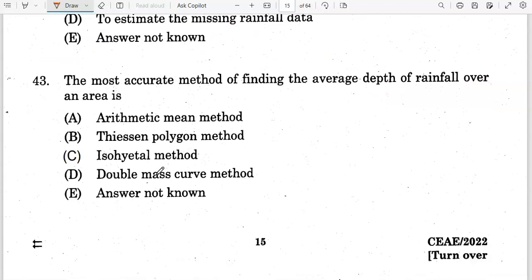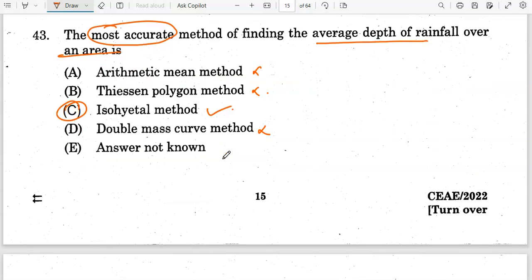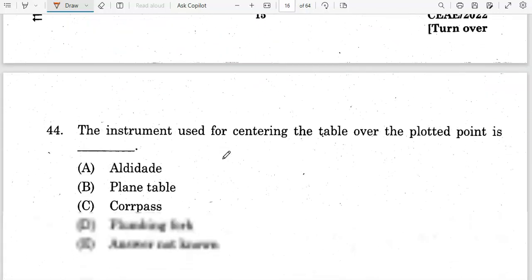Next question, the most accurate method of finding the average depth of rainfall over an area. The most accurate method is the isohyetal method. Other methods are not that accurate. They keep asking these questions repeatedly. They asked the same in 2024 also, in the 24 questions.